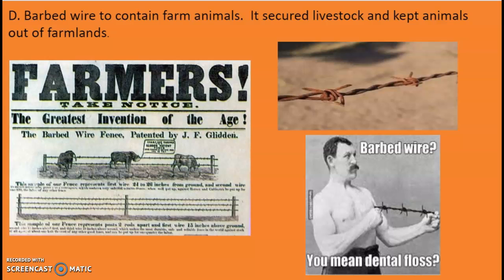So animals were able to stay out of the farmlands, which is where the people are planting things, so the animals aren't going in and eating up all the crops. They're just staying in their own designated areas. So barbed wire is actually a huge deal, especially for farmers.